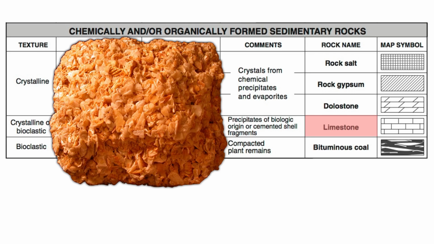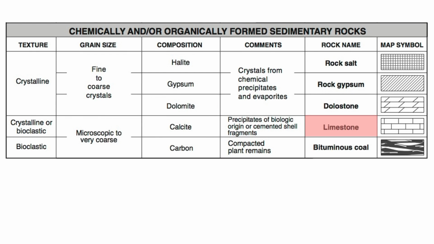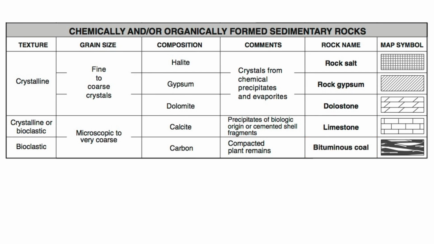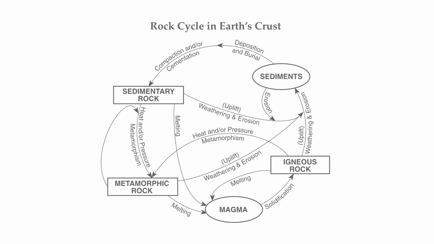Now remember, our clastic rocks were sediments stuck together. So our bioclastic rocks will be life, living things stuck together. In this case, we have shells stuck together. This is called a coquina. It's a type of limestone. Another example of a bioclastic rock would be bituminous coal, which is made from compacted remains of plants. And so those are our sedimentary rocks.